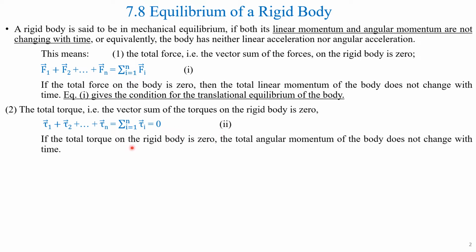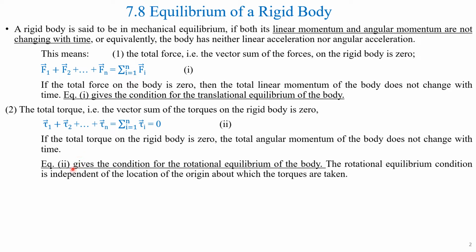If the total torque on the rigid body is 0, the total angular momentum of the body does not change with time. So, equation 2 is the condition for equilibrium of the rigid body with respect to angular momentum. So, equation 2 gives the condition for the rotational equilibrium of the body.